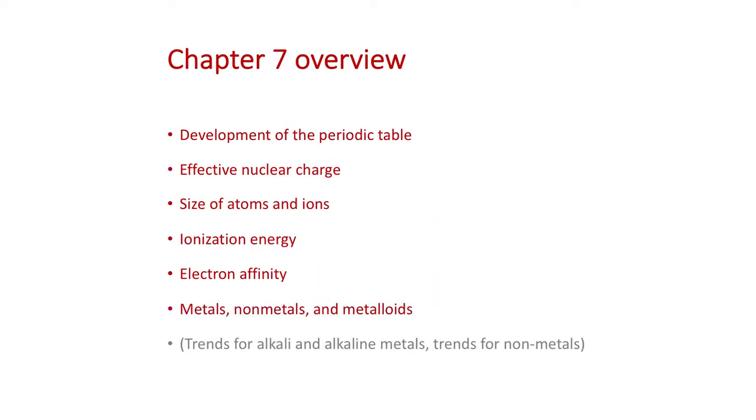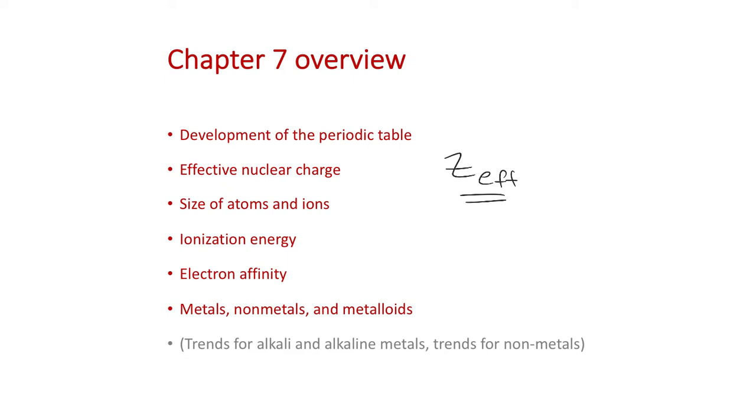So chapter 7 deals with the development of the periodic table, effective nuclear charge. Nuclear charge is a symbol Z, so effective nuclear charge takes the symbol Z effective. And so this is the charge experienced by the valence electrons of atoms, or it's the charge that you might imagine a particular electron experiencing within a multi-electron atom.